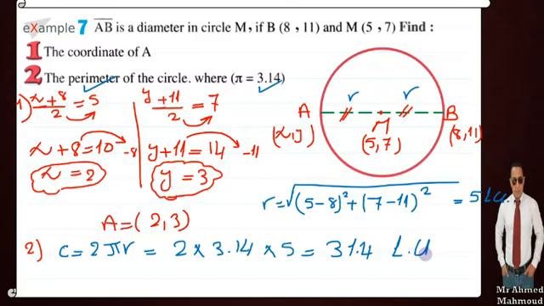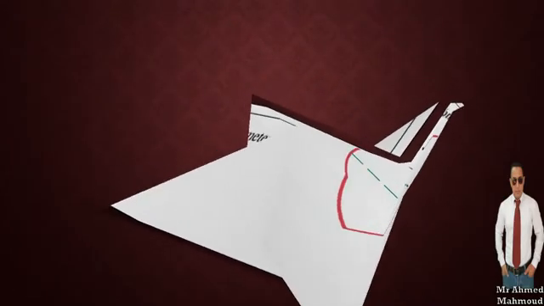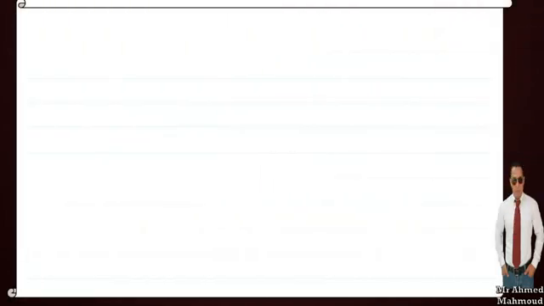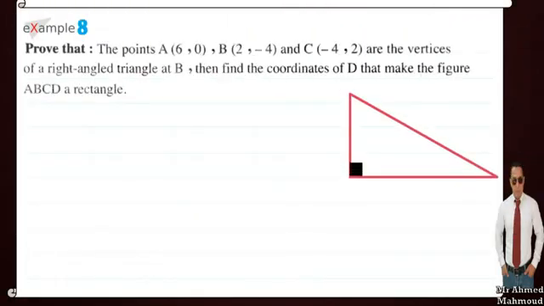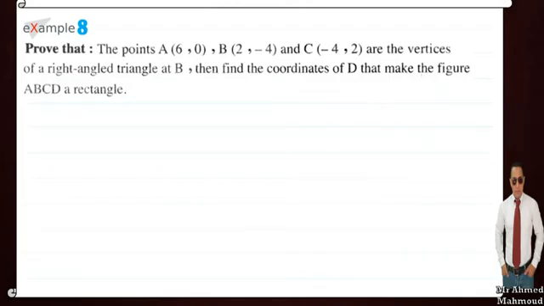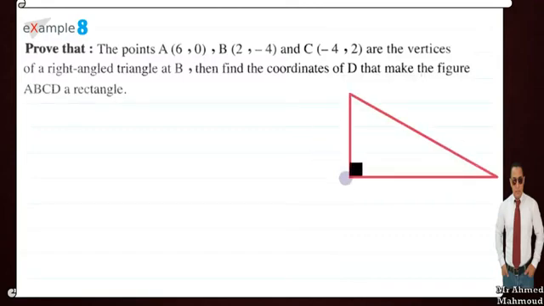Length units. Now let's solve example 8. In this example, prove that the points A, B, and C are vertices of a right angle triangle at B. Okay, this is the first required. Okay, now I will draw the triangle like this, and first I will find AB.